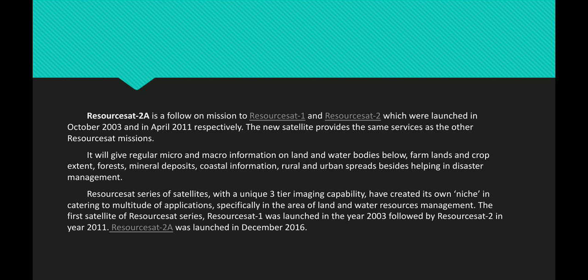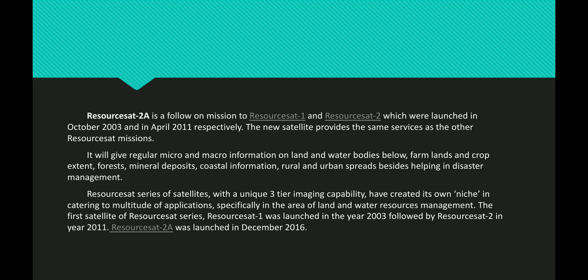ResourceSat-2A is a follow-up mission of ResourceSat 1 and 2. ResourceSat 1 was launched in October 2003 and ResourceSat 2 was launched in April 2011. The new satellite provides the same service as the other ResourceSat missions. It will give regular micro and macro information on land and water bodies, farmlands and crop extents, forests, mineral deposits, coastal information, rural and urban spreads, besides helping in disaster management.